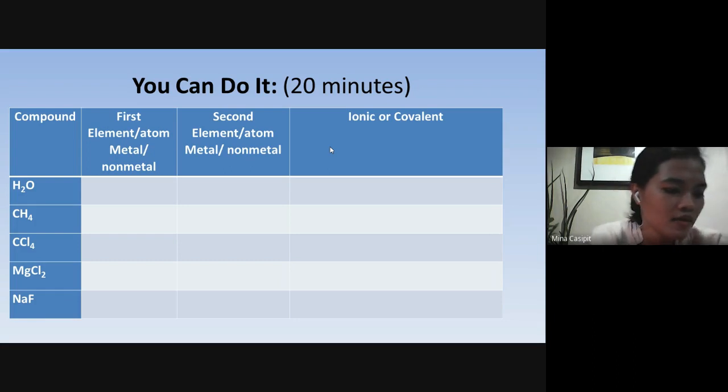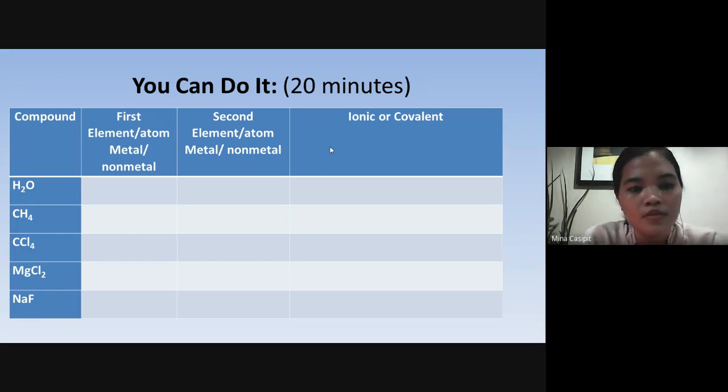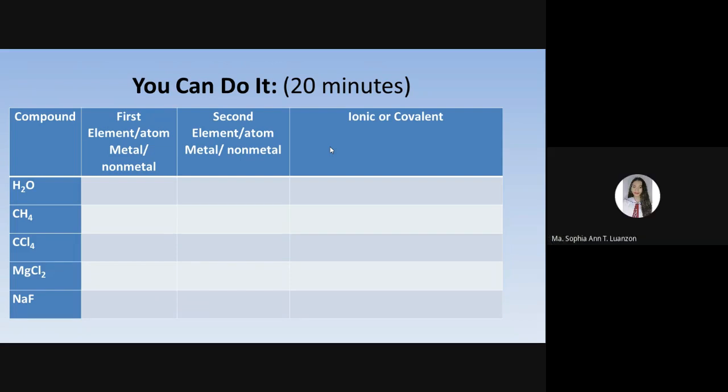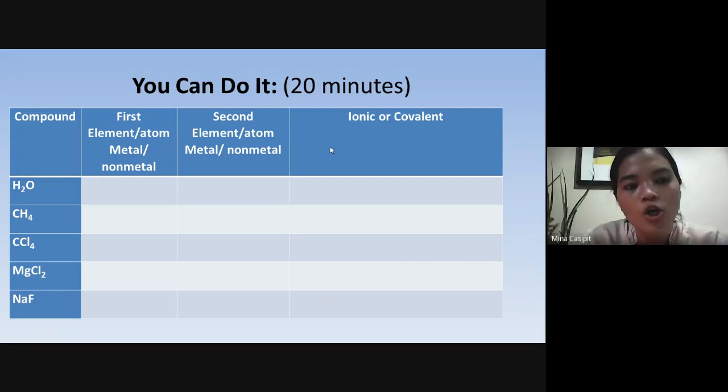Who will try? Hurry. Okay, so Maria Sofia Ann is raising her hand. Go ahead, anak. C po is non-metal and H and 4 atoms po non-metal. Then covalent po. Correct. So covalent compound, we have carbon and hydrogen. Those are non-metal elements, then it is covalent. Correct? Number 3.